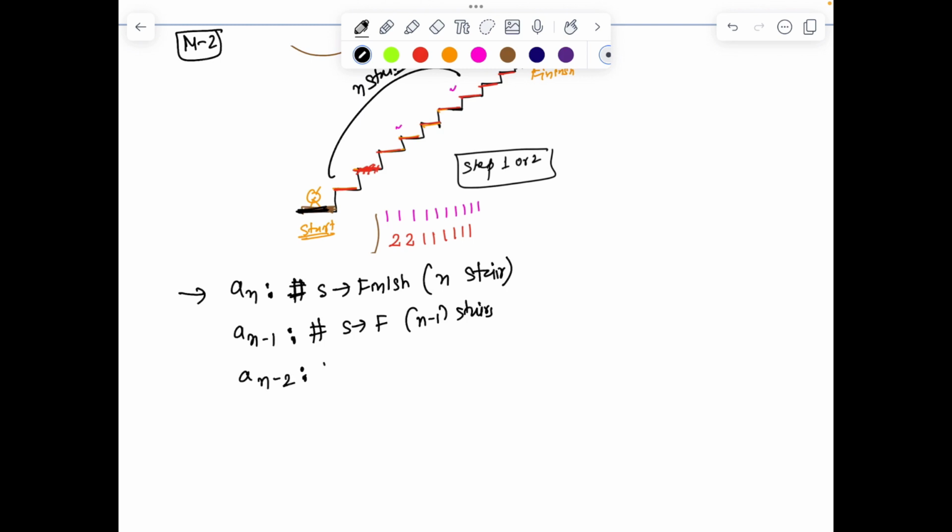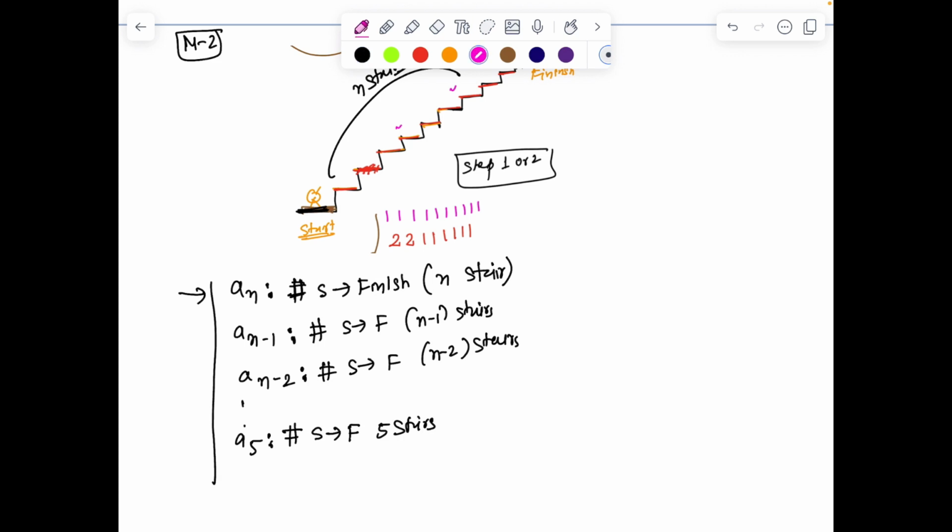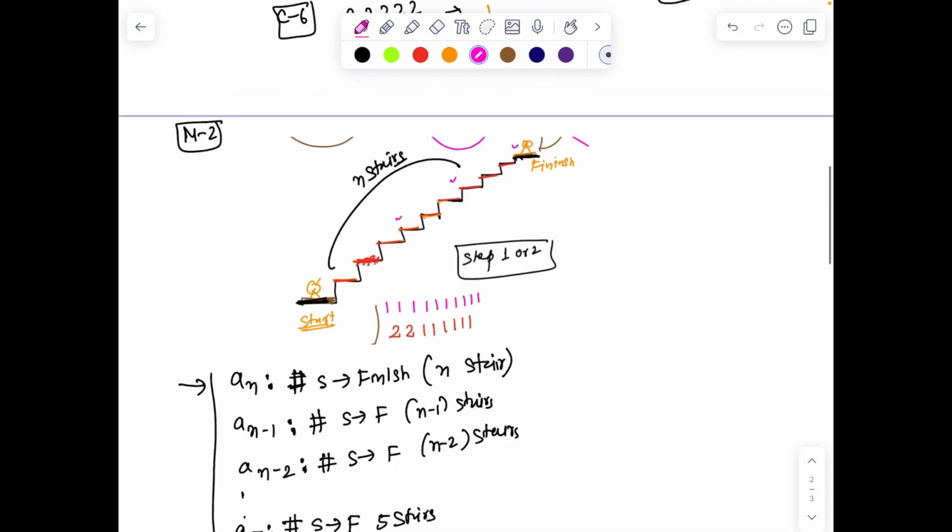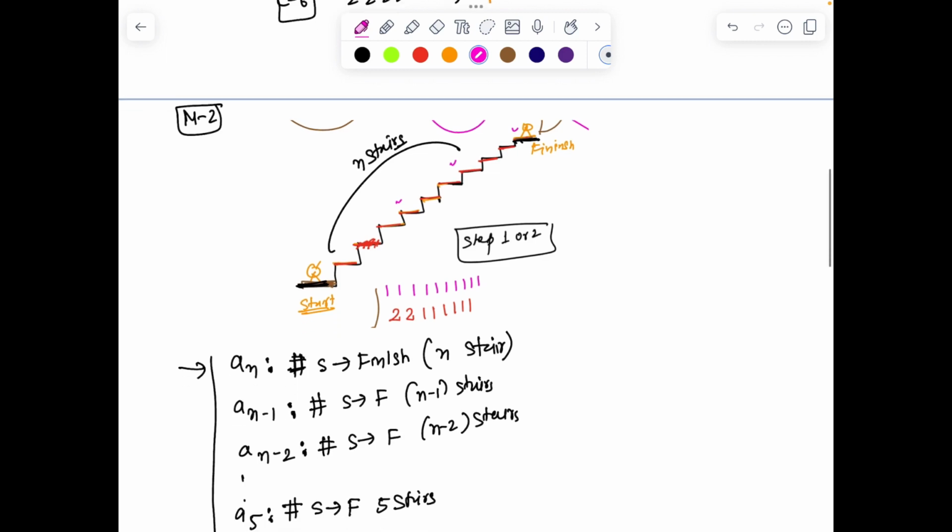If I ask what is an minus 2, it's the number of ways Golu goes from a starting to finishing point provided there are n minus 2 stairs. Like this. So let's say if it is a5, it specifically tells the number of ways in which Golu can go from a starting to finishing if we have 5 stairs. Now the beauty of all this is any an or any ak denotes fundamentally the same physics. Okay, it's going from a starting to finishing.